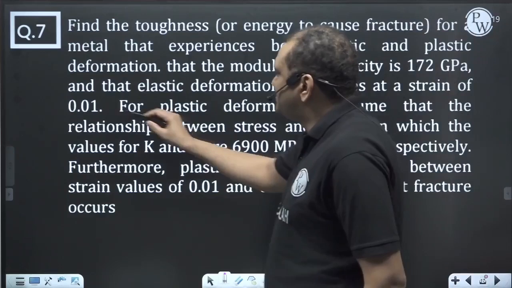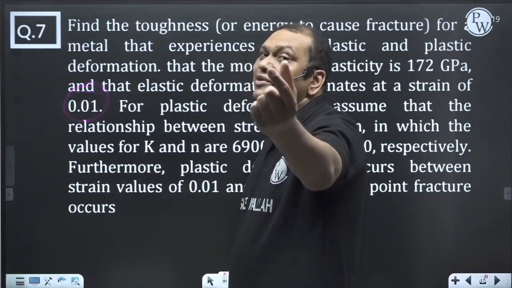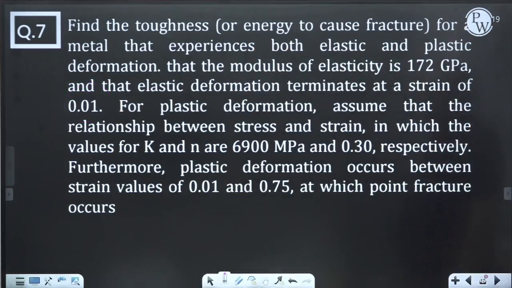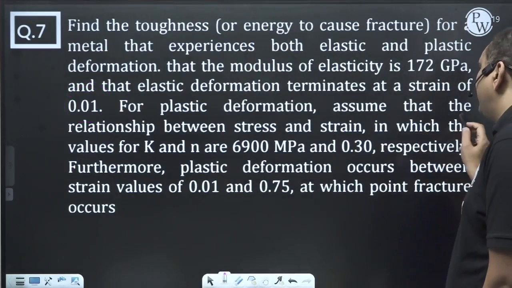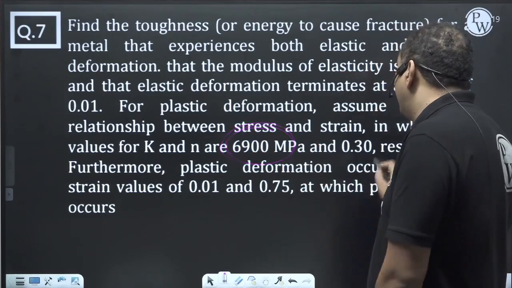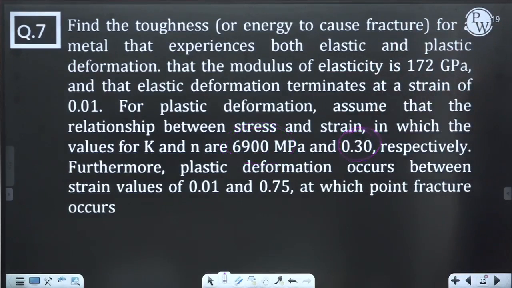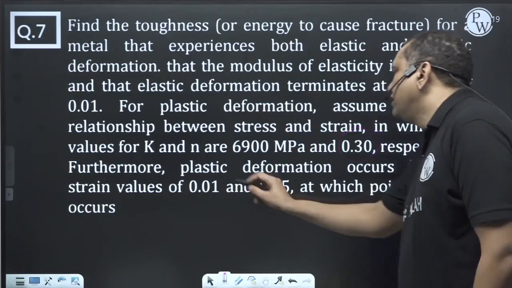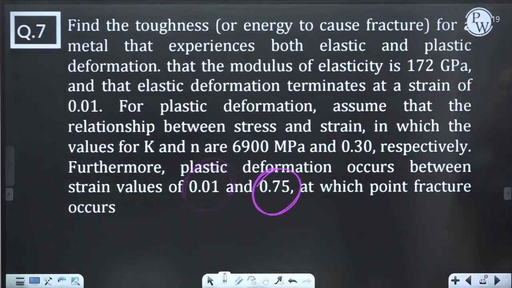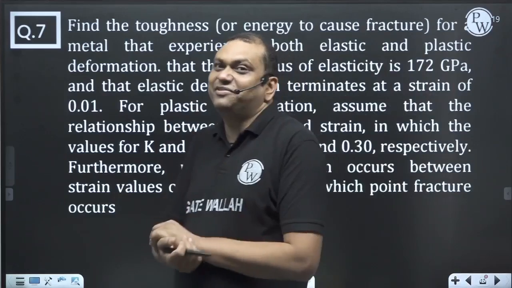So what is this strain? The moment yield point appears, how much was the strain? It is 0.01. For the plastic deformation, assume the relationship between stress and strain, with the values of K and n: strength coefficient is 6900 and work hardening exponent is 0.3 respectively. Furthermore, plastic deformation occurs between 0.01 to 0.75, at which point fracture occurs. So you have to calculate the toughness.